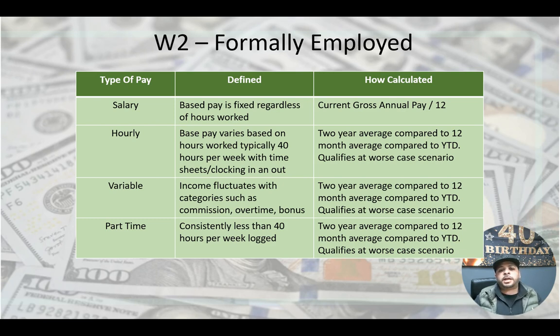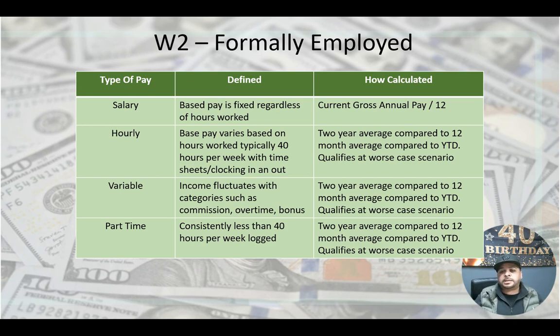Now, when you start getting into the hourly pay, things start to get a little bit more gray. So to define hourly pay, this is going to be base pay that can vary based on the actual number of hours worked, which is typically going to be 40. A key indicator on this is, are you clocking in and out? If you're clocking in and out, chances are you're hourly. If you have to take time off, if you're sick, if for whatever reason you just don't want to go into work, well, if you're not there and you don't get paid, that's going to fall into the category of hourly. And when you're calculating this type of income, it's not as straightforward as the salary pay.